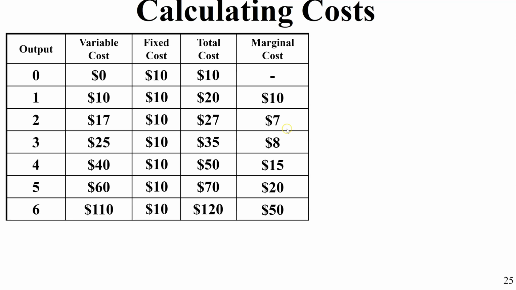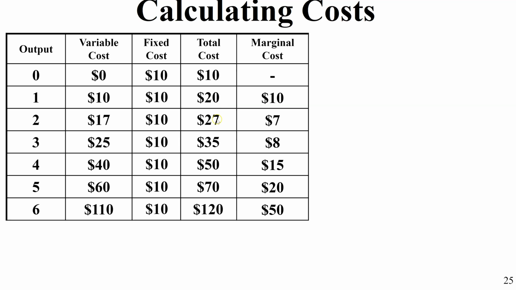So our marginal cost, notice, fell at 2 units of output, and then it's starting to rise again at 3. So our marginal cost definitely dropped there, taking advantage of some efficiencies, but those diminishing returns set in pretty quickly.